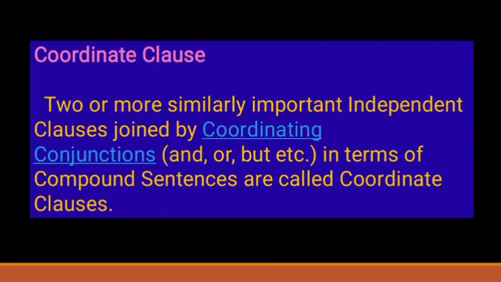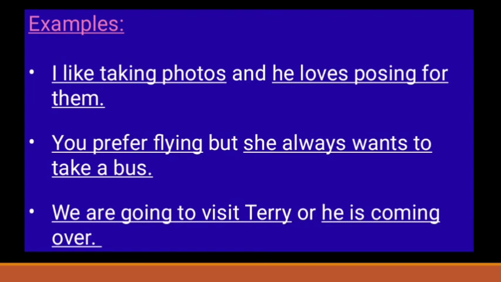Next, we have the coordinate clause. Two or more similarly important independent clauses joined by coordinating conjunctions such as and, or, but, and etc. in terms of compound sentences are called coordinate clauses. Examples: I like taking photos and he loves posing for them. The clauses I like taking photos and he loves posing for them are two independent clauses which are joined by the coordinating conjunction and.